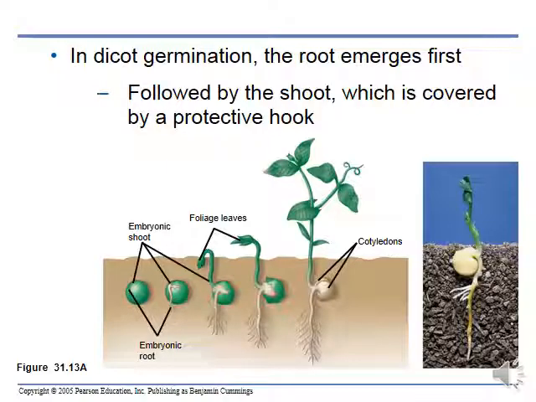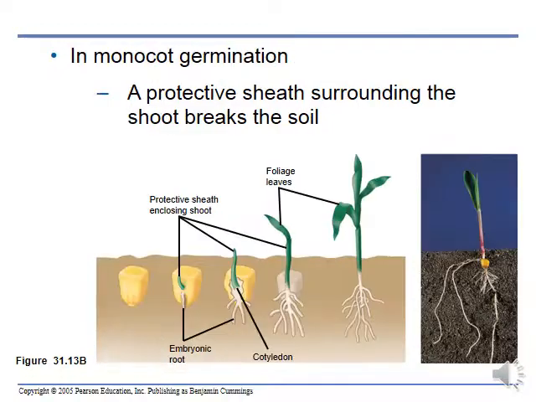In a dicot, this little diagram here is nice. You can see in a dicot the root emerges first, followed by the shoot, which is covered by that protective hook. Monocot, a little different. There's the protective sheath surrounding the shoot, and that's what breaks the soil. Then you get, again, the foliage coming out second.